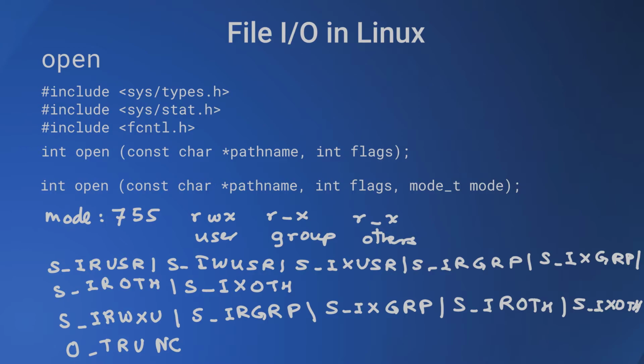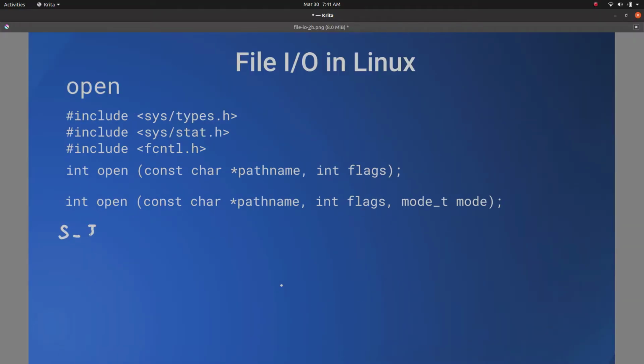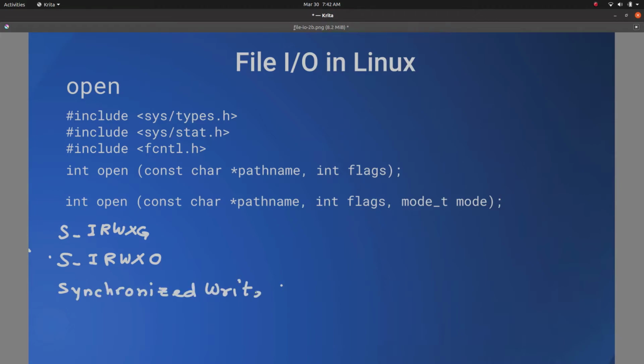Similar to read, write, and execute for user, we have symbolic constants for read, write, and execute for both group and others, which are S_IRWXG for read, write, and execute for group, and similarly S_IRWXO for others.